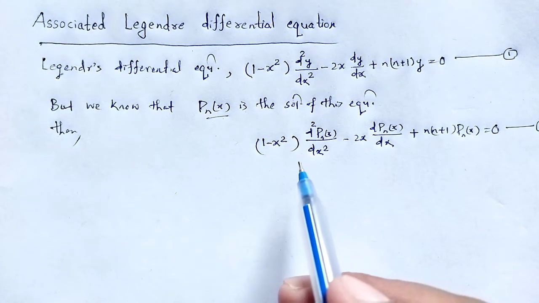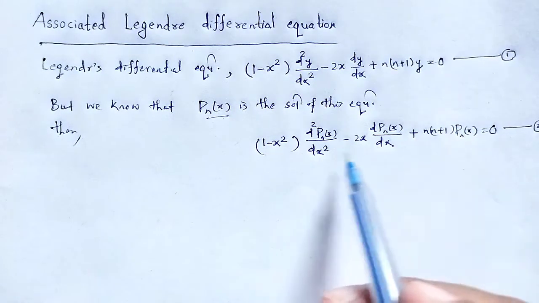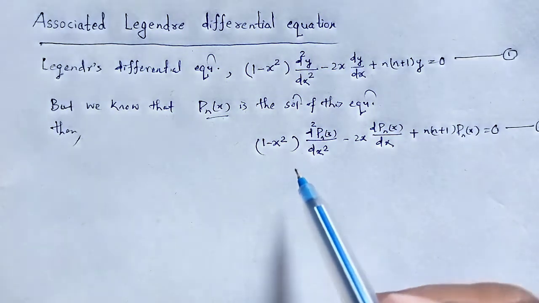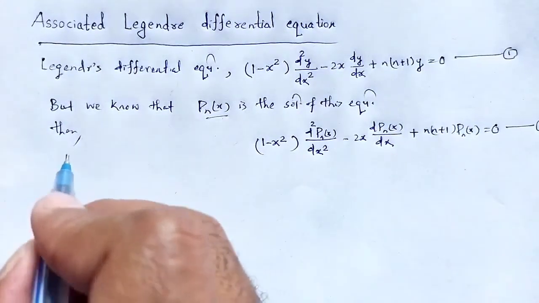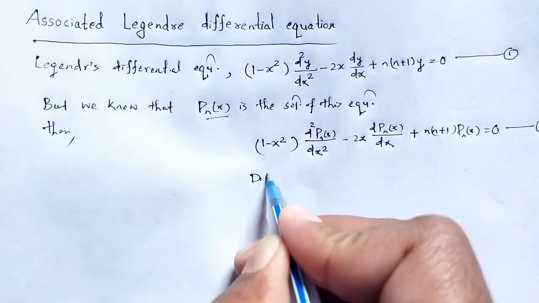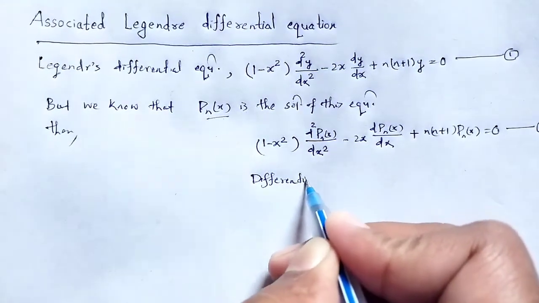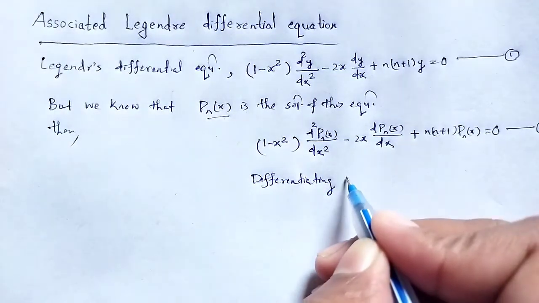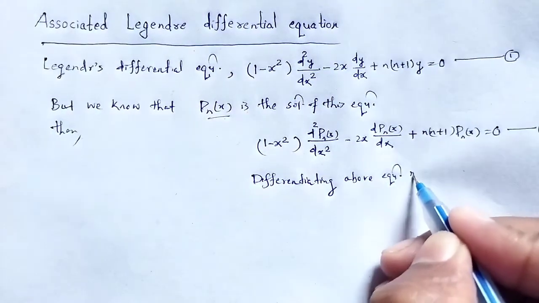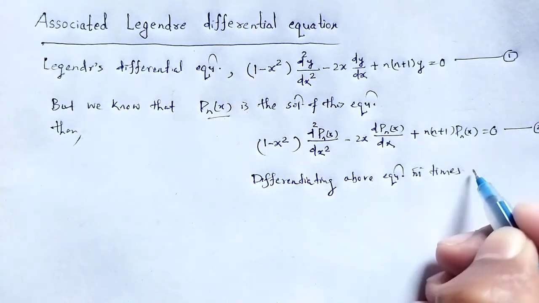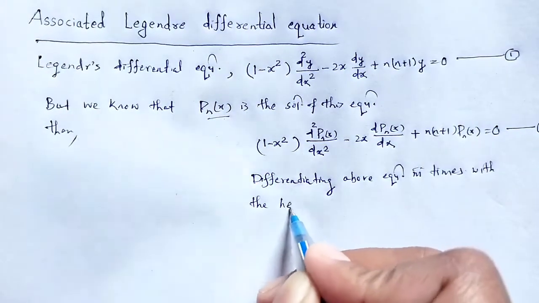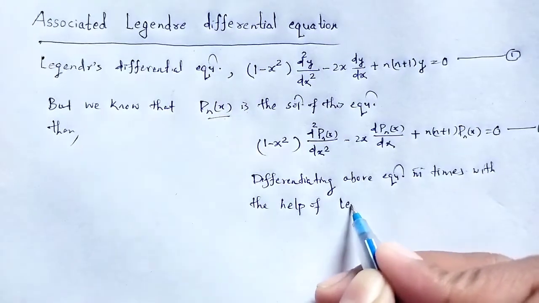Now we differentiate that equation m times. This type of differentiation will be done by using Leibniz's theorem. Now differentiating the above equation m times with the help of Leibniz's theorem.